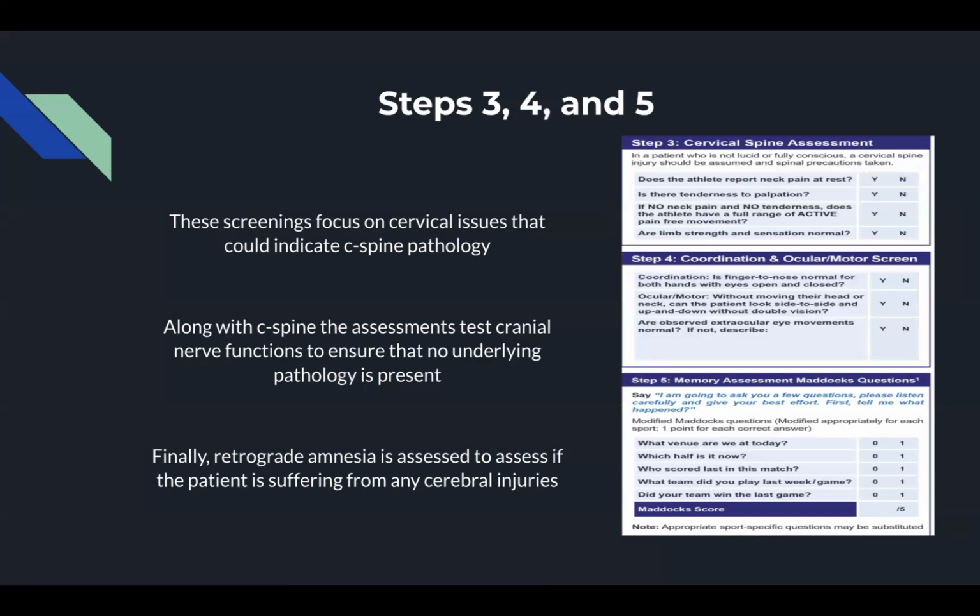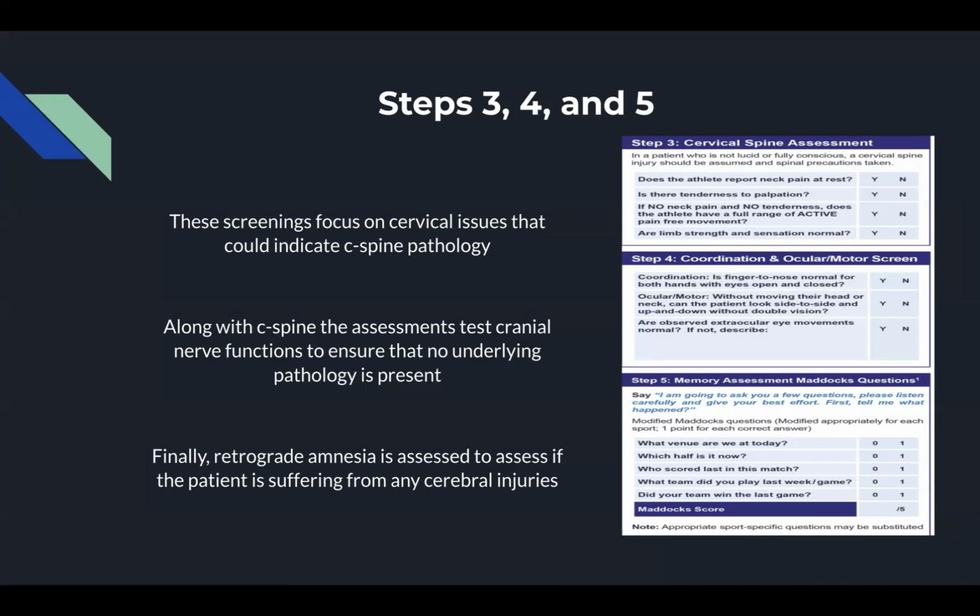Moving on to step 4, you can see that's coordination and ocular motor screens. Is the patient able to do the finger to nose, normal for both hands while eyes are open and closed? Are they able to do it without moving their head and neck? Can the patient look side to side, up and down without double vision?